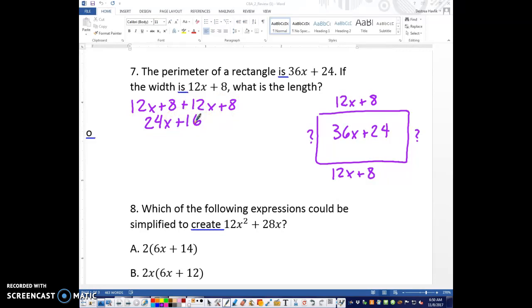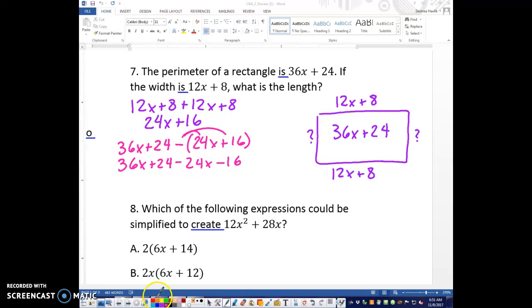So now what we need to do is subtract from the perimeter. So the total perimeter is 36x plus 24 minus, put it in parentheses, 24x plus 16. Why do we put that in parentheses? Because if we're minusing that whole thing, their signs need to change. So it's 36x plus 24 minus 24x minus 16.